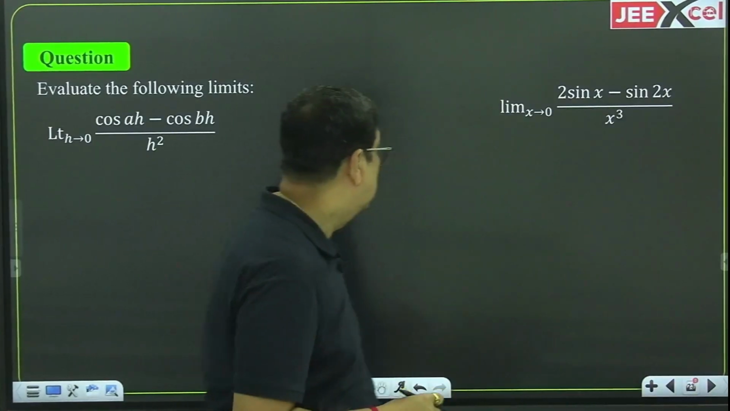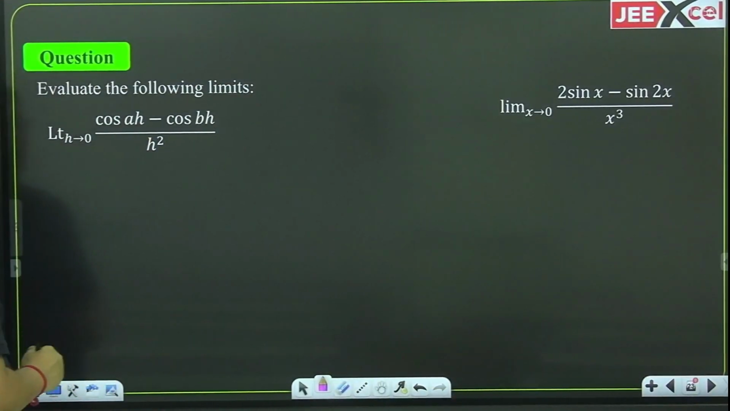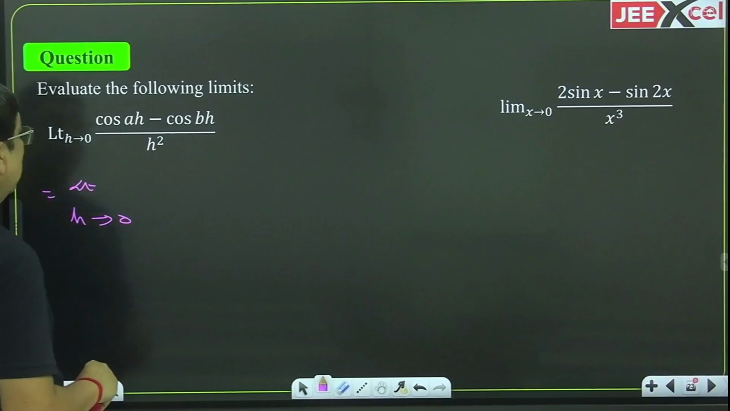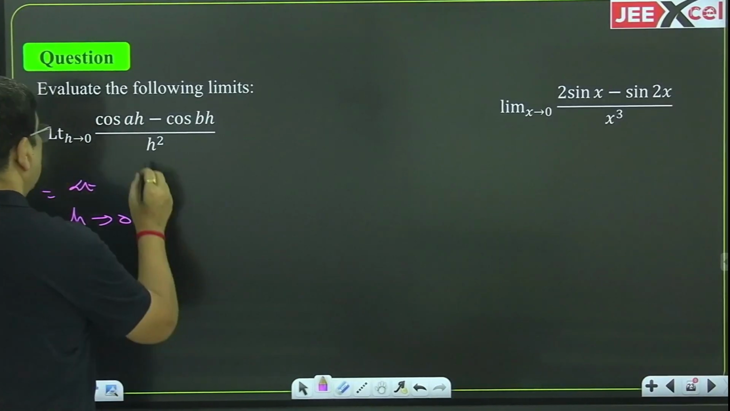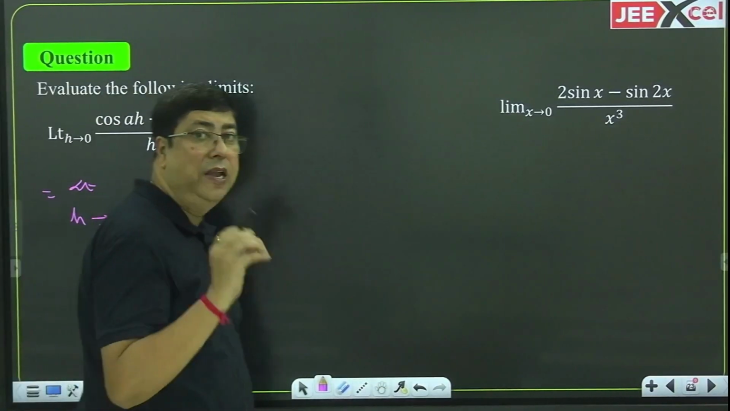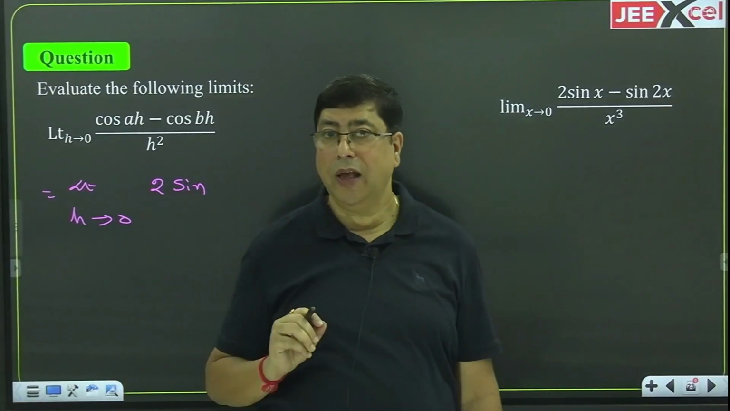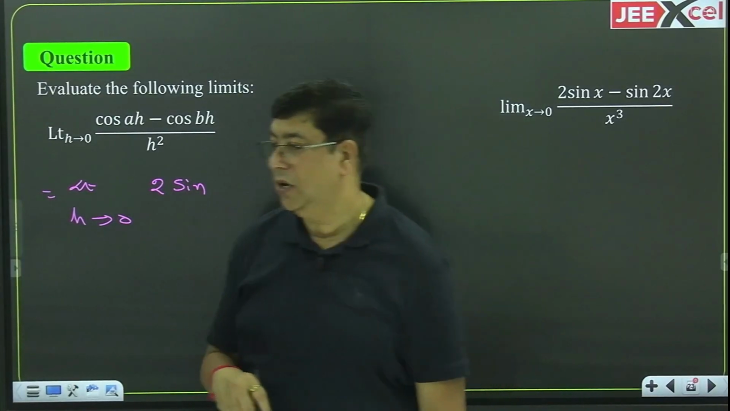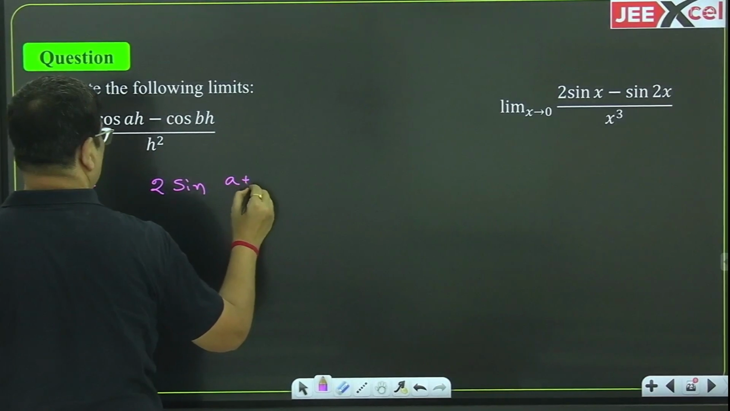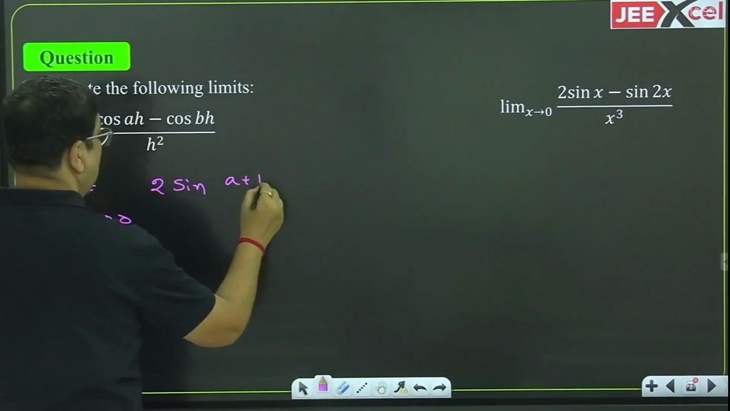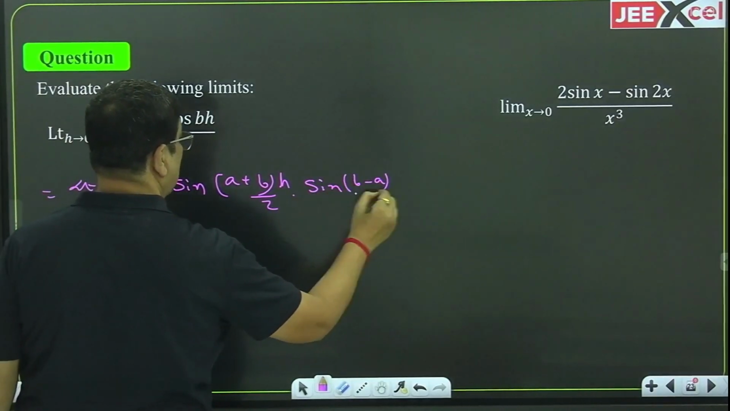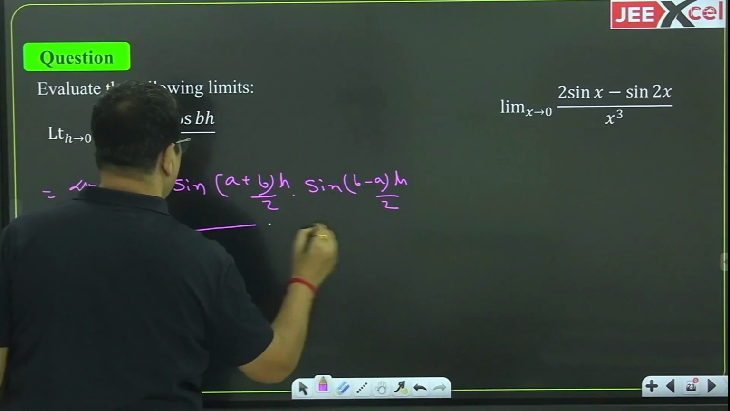Okay. Let us go to the next. This is the cos c minus cos d formula. In limits, the concept of trigonometry is also there. So cos c minus cos d is 2 sin of c plus d by 2 into sin of d minus c by 2. This is the transformation formula of trigonometry. Can you remember? So what we will do here? 2 sin of a plus b by 2 into sin of b minus a by 2, total divided by h.